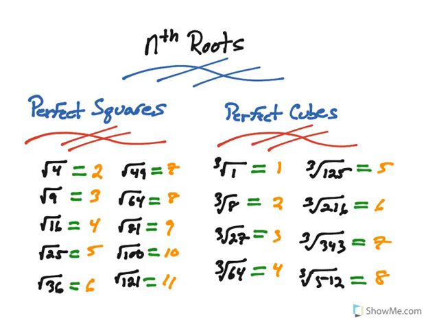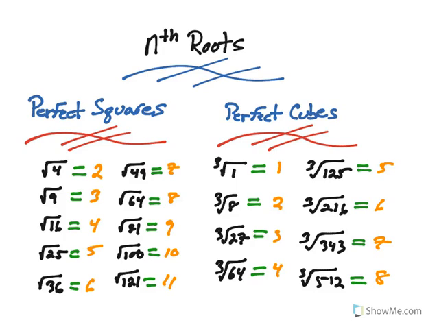Hello, welcome. This brief lesson is going to cover nth roots, and the first thing we're going to talk about is the list of perfect squares and perfect cubes. Briefly, a perfect square is a number that is multiplied by itself so that it gives you a product where you can take the square root of it.